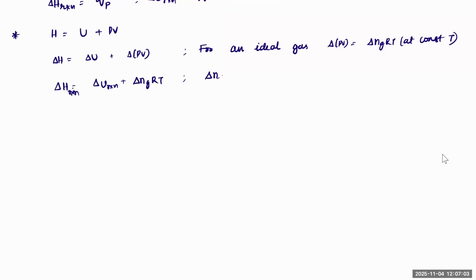And you know that delta n g is the summation of the number of moles of the products minus the summation of the number of moles of the reactants. Got it? So this is one thing you must know. You should know how to use this term basically.